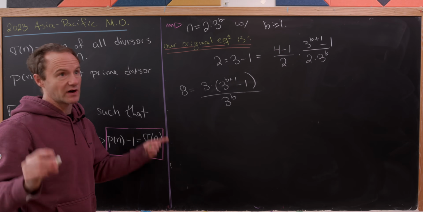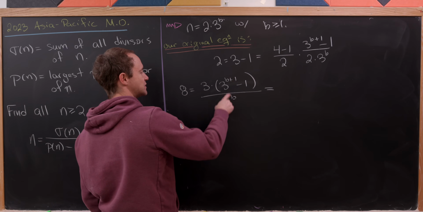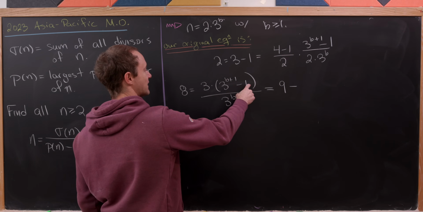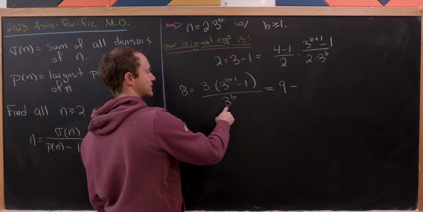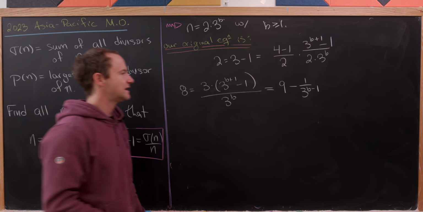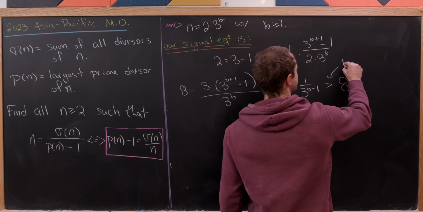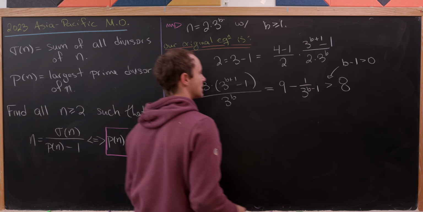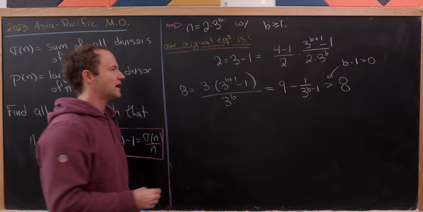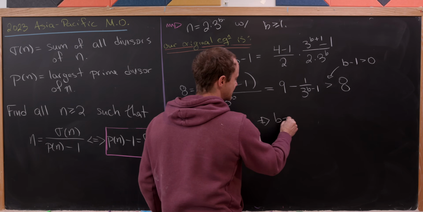So 4 minus 1 is obviously equal to 3. But now let's observe that we can write that as (3^(b+2) − 3)/3^b. So that's going to be 9 minus, and then we've got 3 over 3^b, so that's going to be 1 over 3^(b−1). But now let's observe that this is going to be bigger than 8 as long as b minus 1 is strictly bigger than 0. That's because we're subtracting from 9 something that is less than 1. But that means that b minus 1 has to be equal to 0. In other words, b is equal to 1.